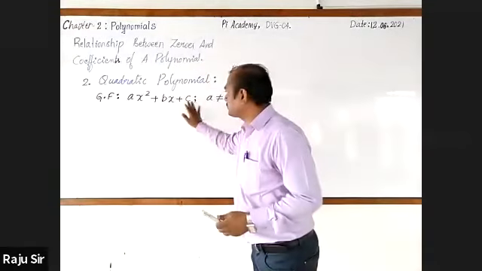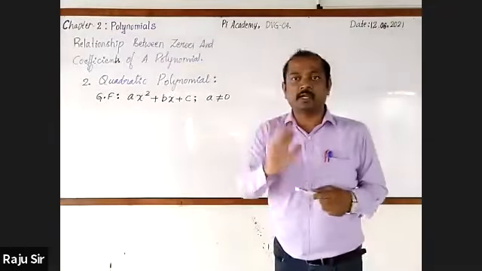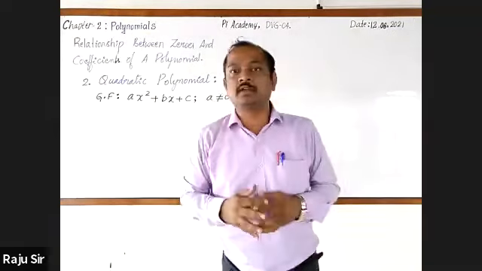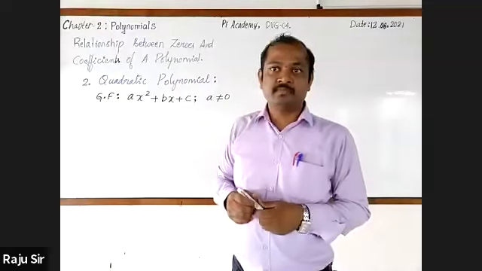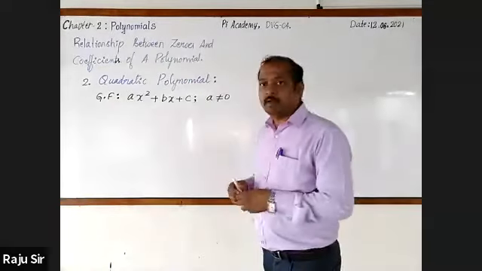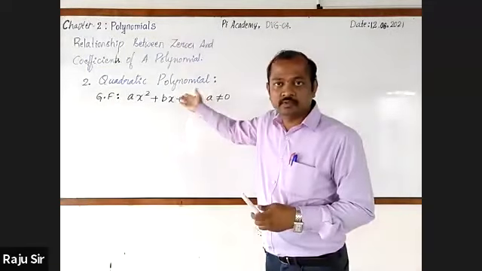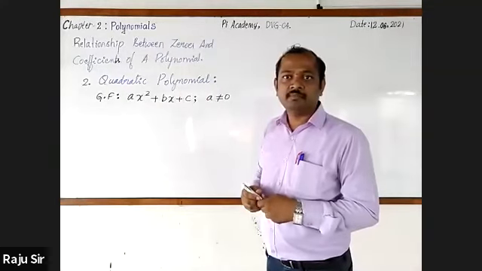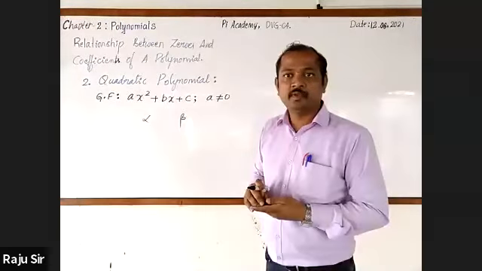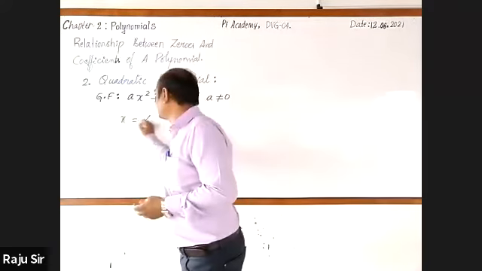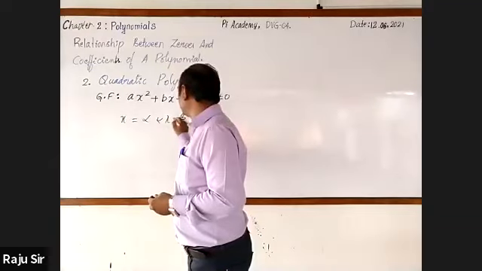Ax square plus bx plus c. This is the general form of quadratic polynomial. Now we have to find out the relationship among zeros and coefficients. Then what will be the zeros of this quadratic polynomial? Alpha and beta, because it has two zeros. One is alpha and another one is beta. I take that x is equal to alpha and x is equal to beta.